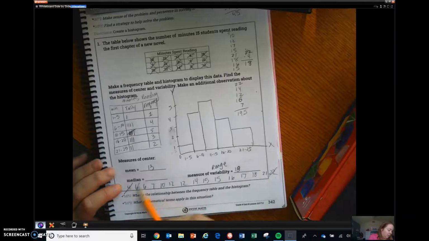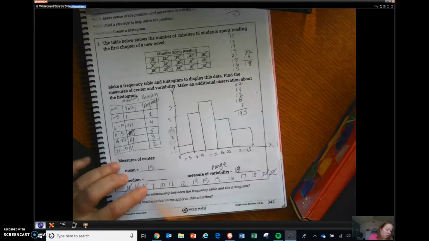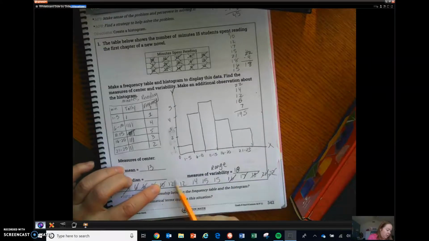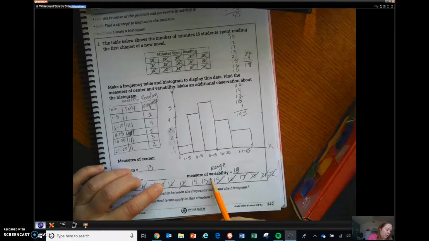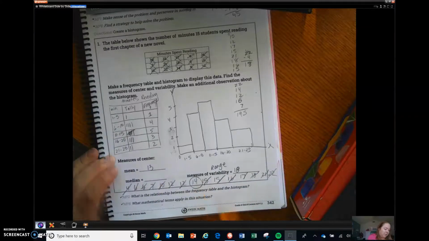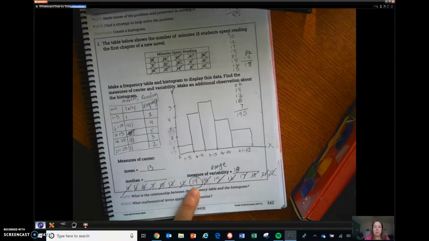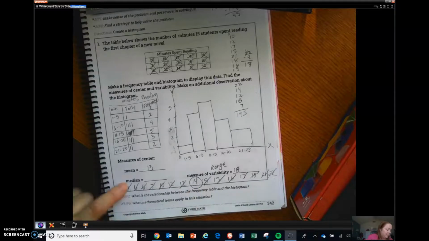Low, high, low, high, low, high, low, high, low, high, low, high, low, high. And it's an odd number. There's 15, so I don't even have to remember if it ends with 2, you have to add them up and divide by 2. So the median is 14. All right.